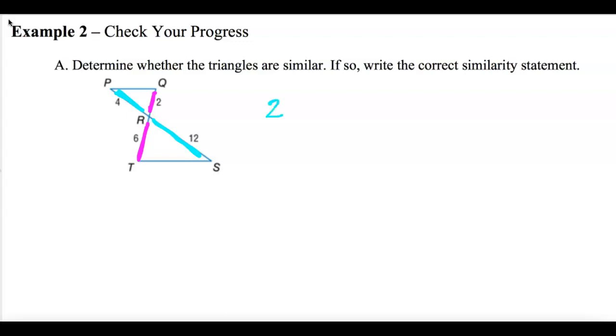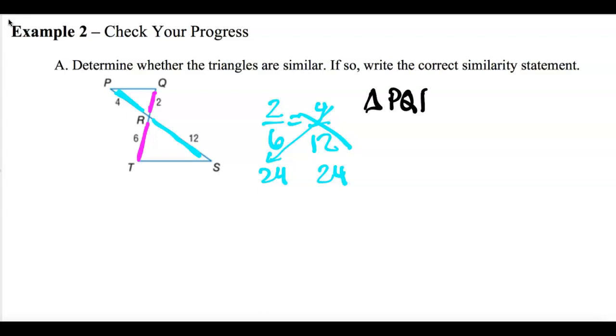So let's check. 2 is to 6 as 4 is to 12. So you just check your cross products. It turns out those are both 24. So we then can make a similarity statement. So you say triangle PQR is similar to, so I started with P, which would mean I should start with S: S, R, T.